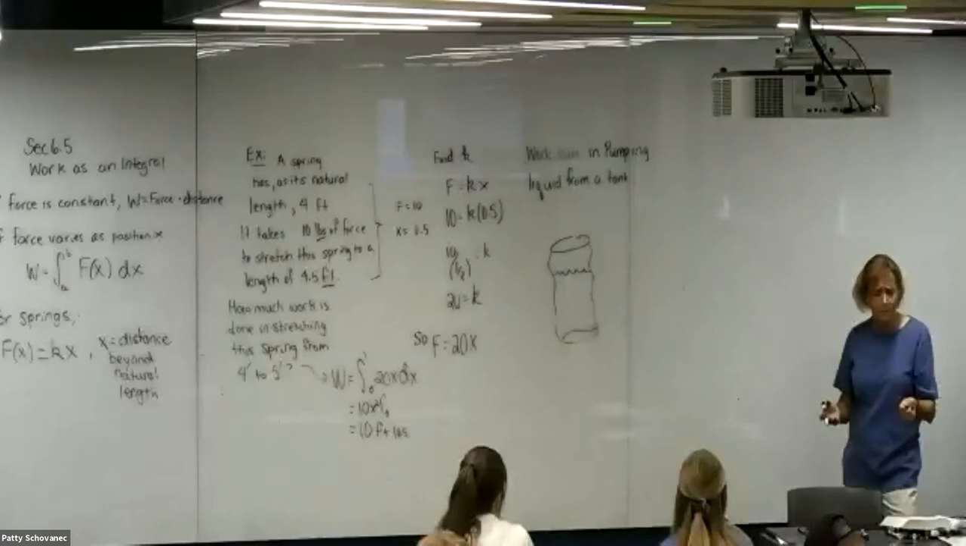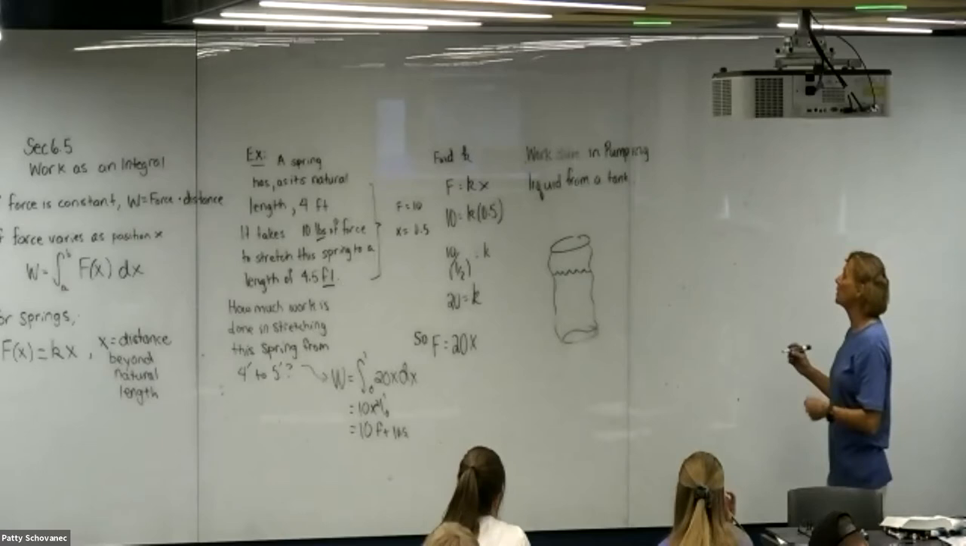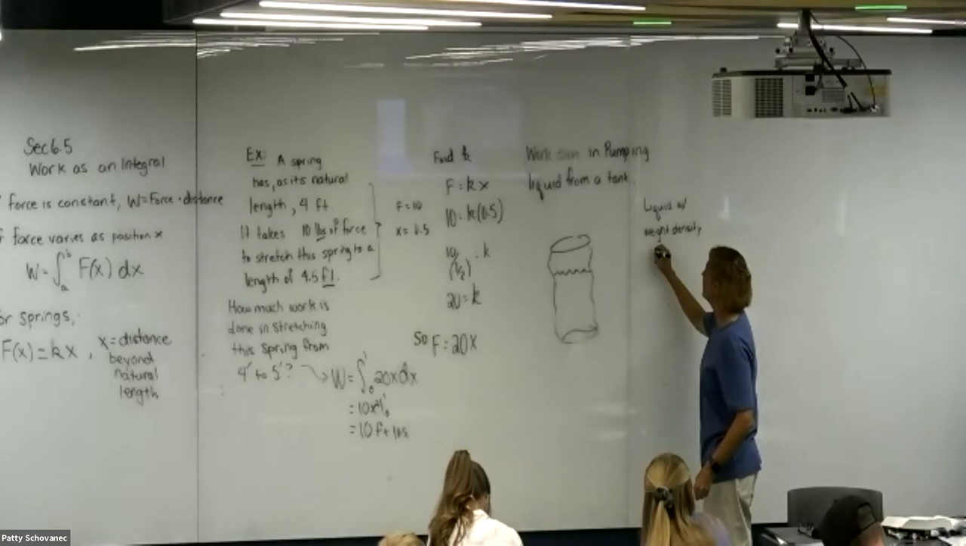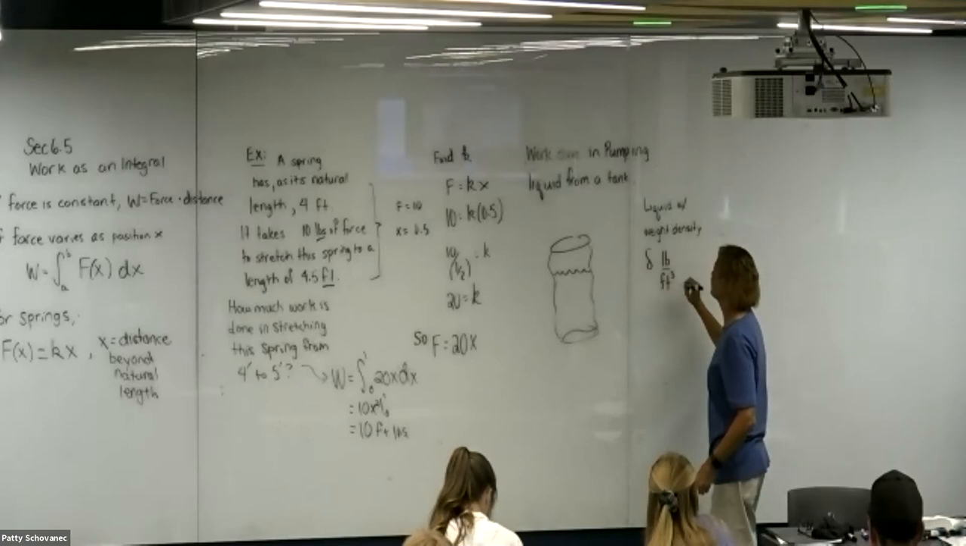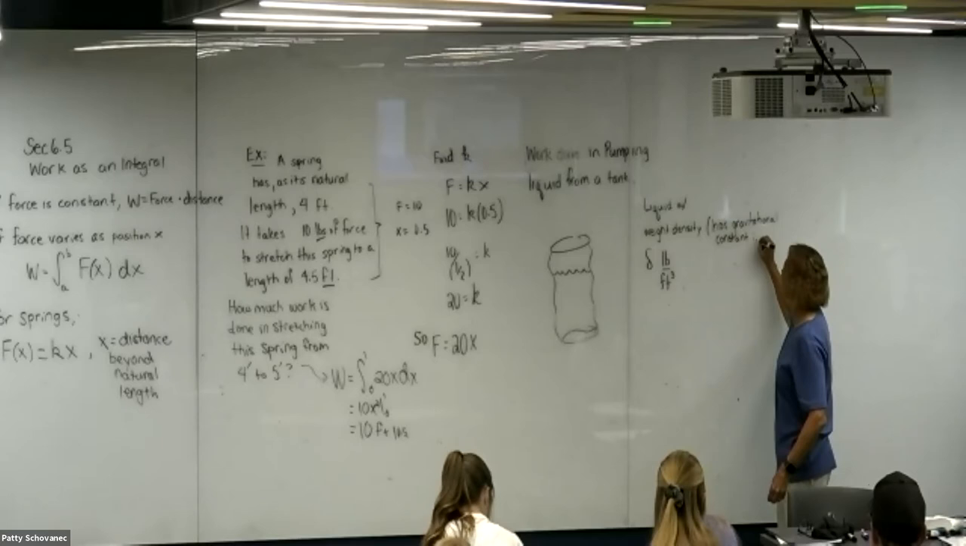If it's given in pounds or British units or metric units, then assume that the gravitational constant is not in it. If you're given something on WebWork that's in our metric units, you'll have to multiply by 9.8. So we're going to assume that we have a liquid with a weight density of, I guess I'll use a delta, and that's going to be in pounds per cubic feet. So the weight density has the gravitational constant in it already. Mass density does not.